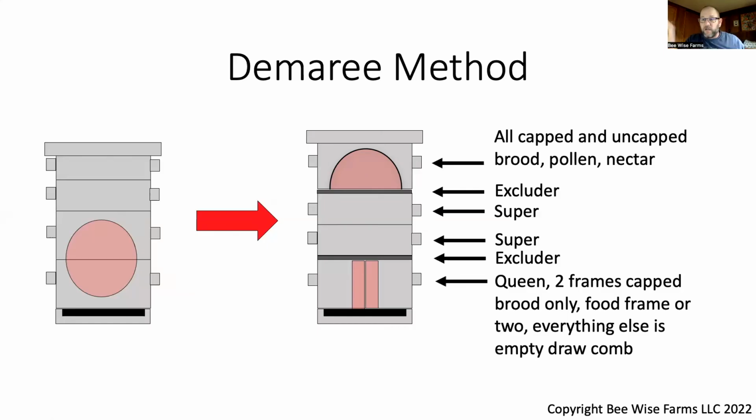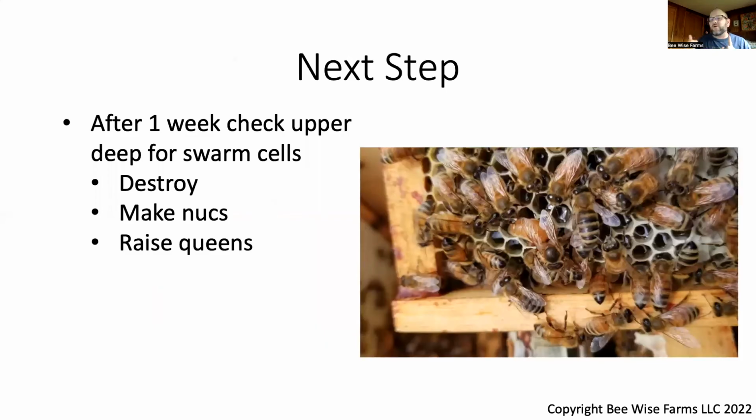So you didn't destroy any queen cells. And now you're going to put yourself in a situation where you're going to have essentially two queens. So what do we do with that? After a week, you're going to go back to this colony and check the upper deep for swarm cells. The likelihood is that, if you did not already have swarm cells, you're going to have a whole bunch of them because now you've removed the queen.